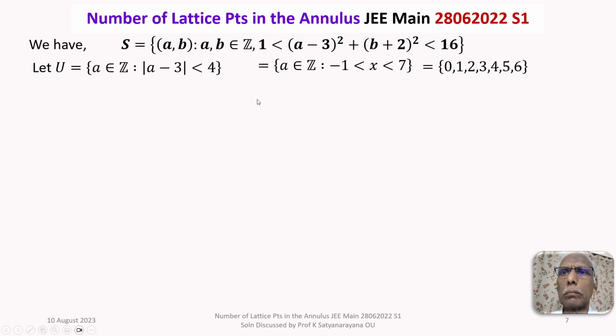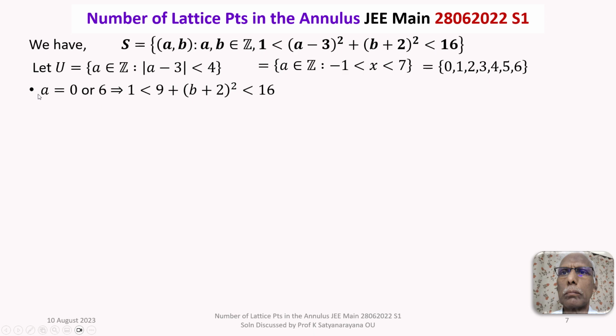Agreed. So now we take A is equal to 0. So A is 1, 2, 3, 4, 5, 6, 7 points are there. So we have taken A is equal to 0. When A is equal to 0, you will get 1 less than (0 minus 3) square, that is 9, plus (B plus 2) whole square less than 16.